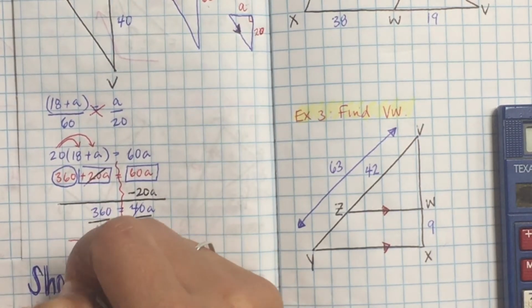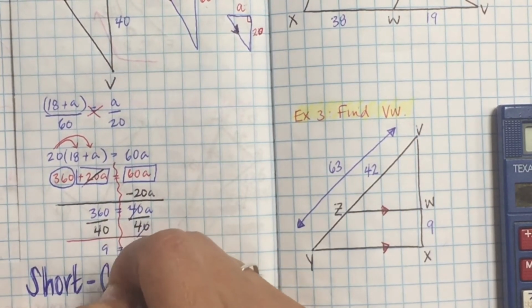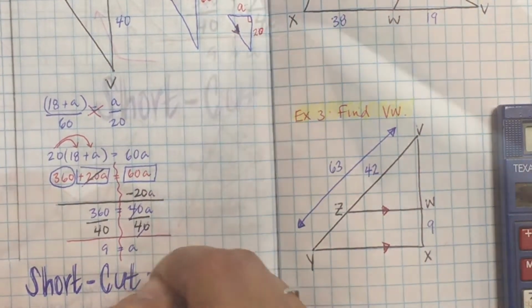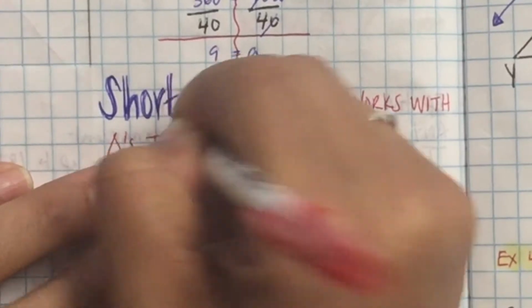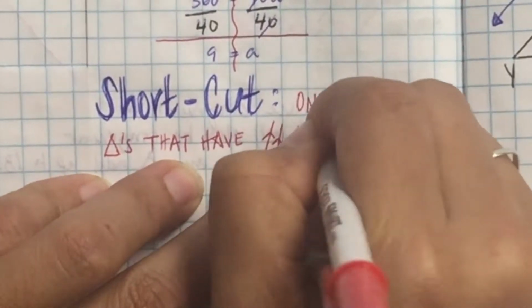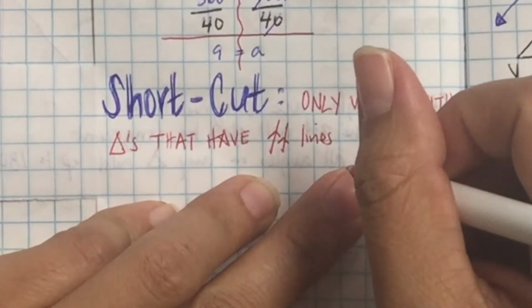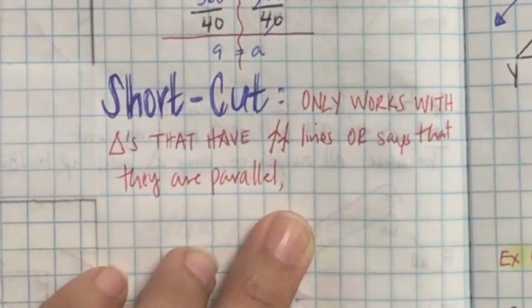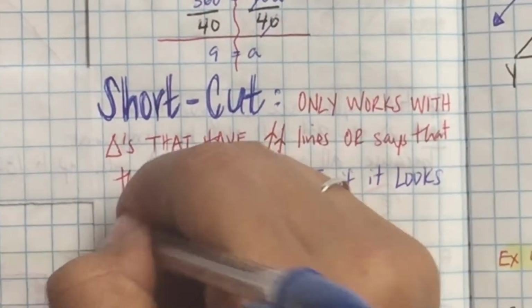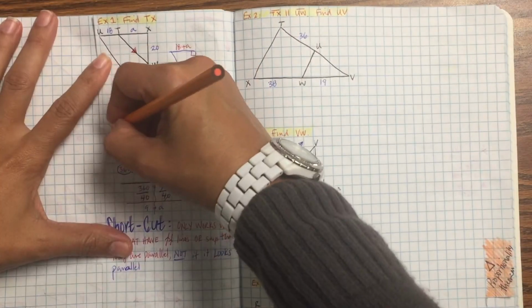Alright, so this is a shortcut. Very, very important: you can't use a shortcut all the time. It only works with triangles that have parallel lines or say that they're parallel. Not if it looks parallel. You can't look at the picture and say, oh, this looks parallel, so I can use a shortcut. No, it must say it.